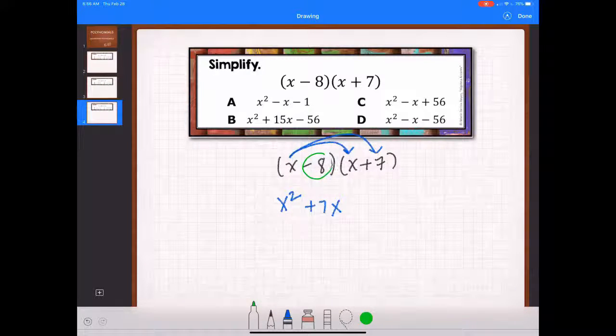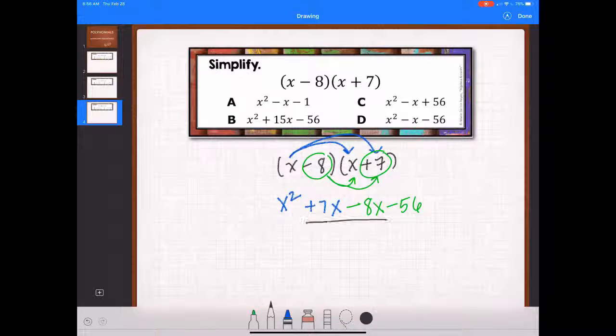Underneath, you're taking a negative 8 times x is negative 8x. Negative 8 times positive 7 is negative 56. And then you're going to combine like terms again. So 7x minus 8x is negative 1x.